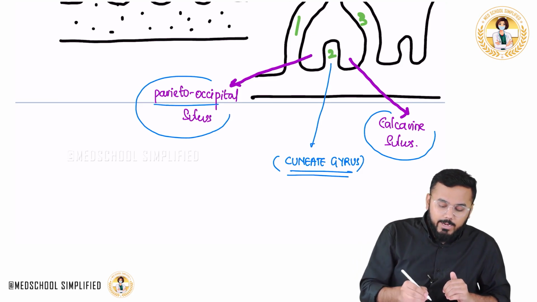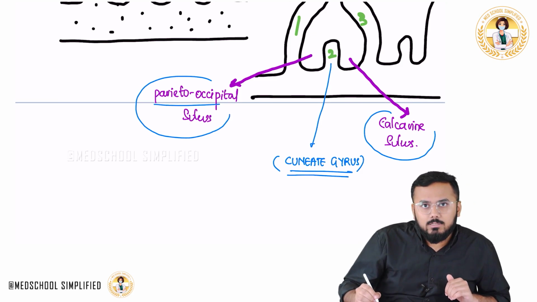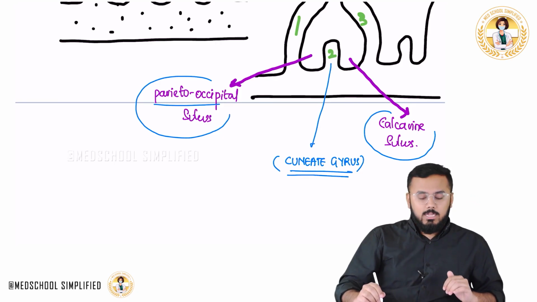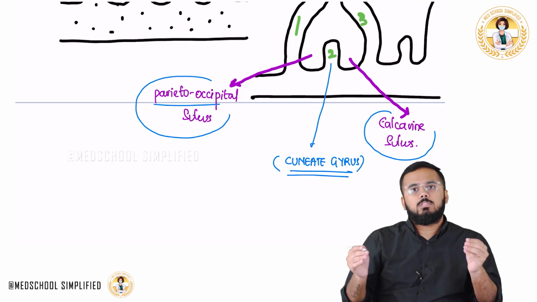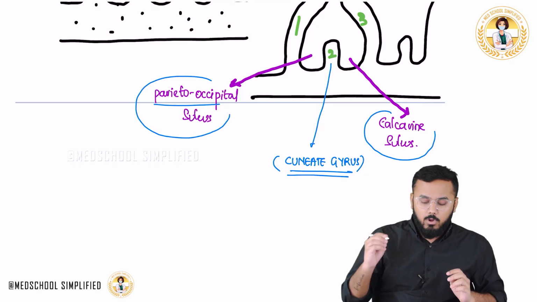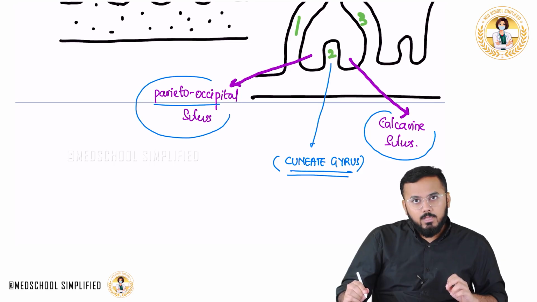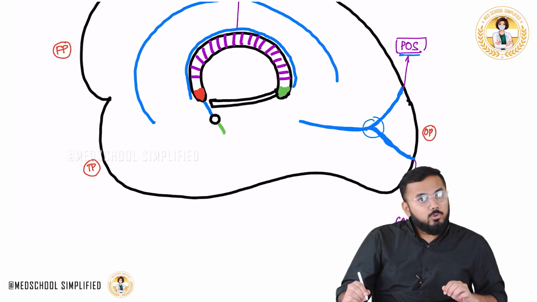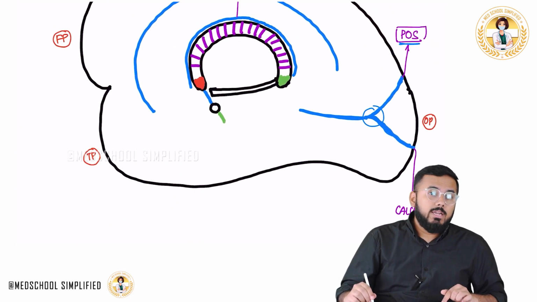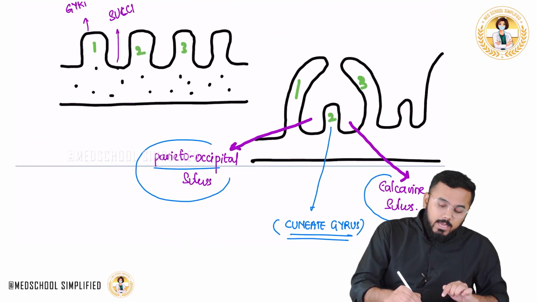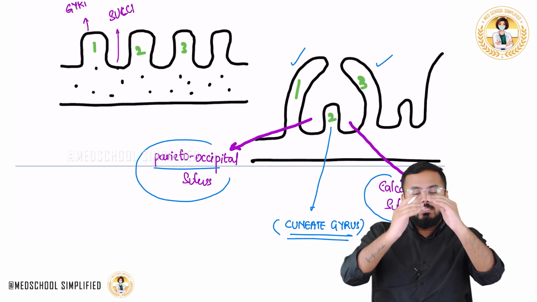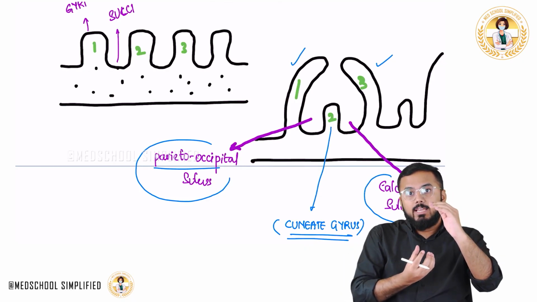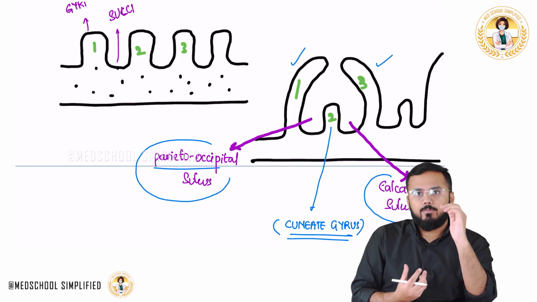So can I also tell you like this, that cuneate gyrus is the one which is separating both the sulci, parieto-occipital sulcus and calcarine sulcus? They are not attached because they are separated with the help of cuneate gyrus. Now, can you see cuneate gyrus here? You cannot see. Why? The reason is that gyrus number 1 and gyrus number 3 overlap like this, and that is why the cuneate gyrus is buried deep inside.